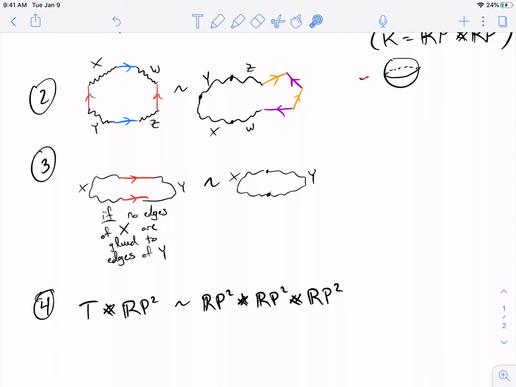And the third move is kind of special. It's if we have a pair of edges being glued without a twist, so it kind of looks like the torus picture, but we don't have that other pair. And in particular, we have to assume that none of the edges of X are getting glued to any of the edges of Y.